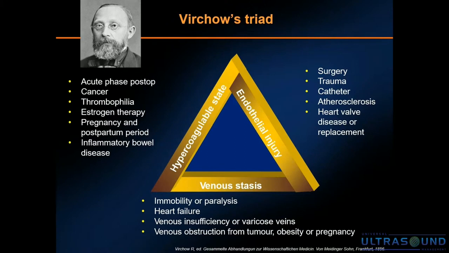The other factor that can contribute to a deep vein thrombosis is endothelial injury. And that occurs when a patient has trauma to the body, surgery, any catheters that are placed, atherosclerosis, and believe it or not, heart valve disease or replacement. The third factor is venous stasis. And venous stasis occurs when the patient is not mobile or sometimes, most of the time, they're paralyzed. Heart failure, venous insufficiency or varicose veins, venous obstruction from tumors, obesity, or pregnancies.